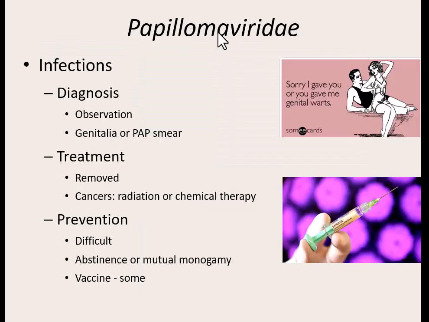So diagnosing it, usually you can see the wart. I mean, there are other ways we can diagnose, but they're generally not going to do some type of PCR or an ELISA. They're just going to look at the wart and say, you've got a wart. If they're harder to see, depending if it's on the genitalia, they might have to do a pap smear.